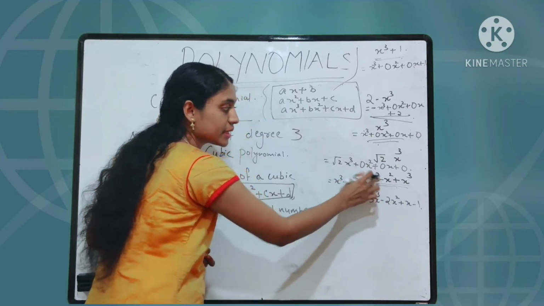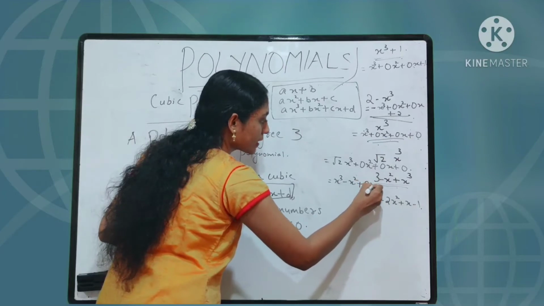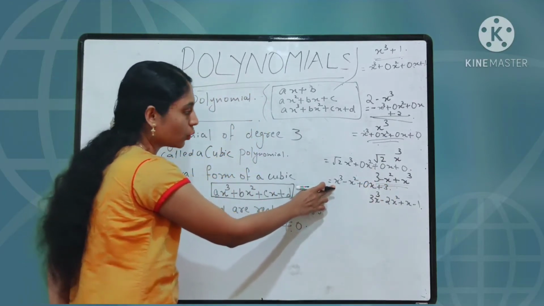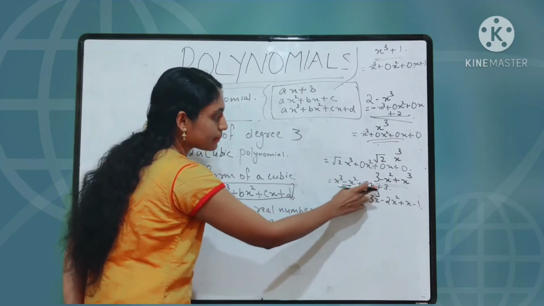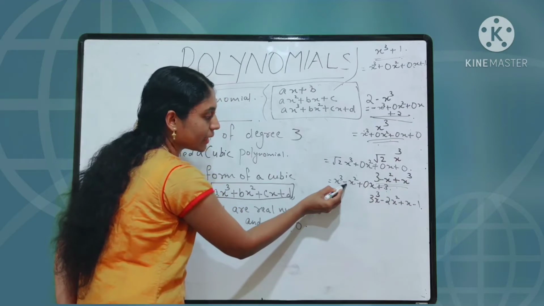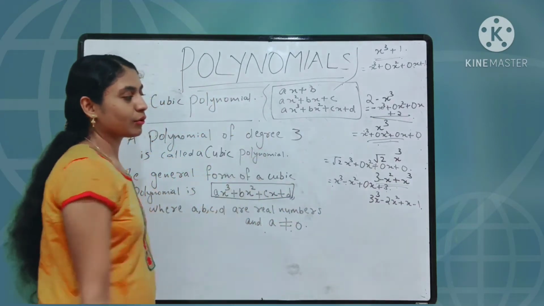Here the x square term is there, its value is minus 1. But the x term is not there. So 0x plus 3. This is again of the form ax cube plus bx square plus cx plus d, where the value of d is 3, c is 0, b is minus 1 and a is 1. And it has degree 3. So this is an example of a cubic polynomial.